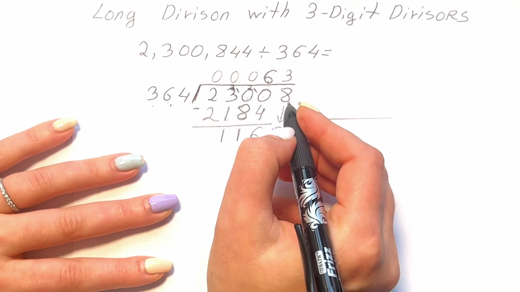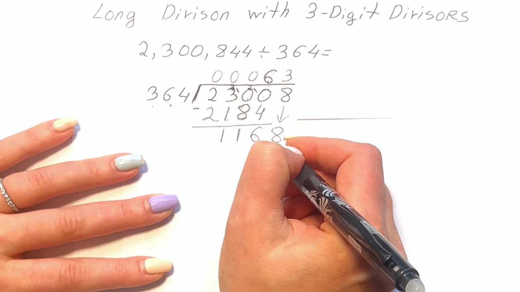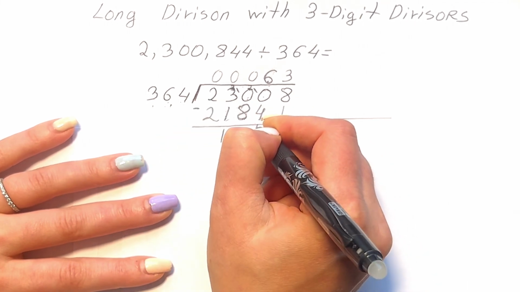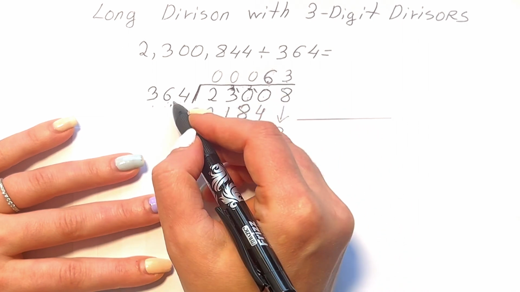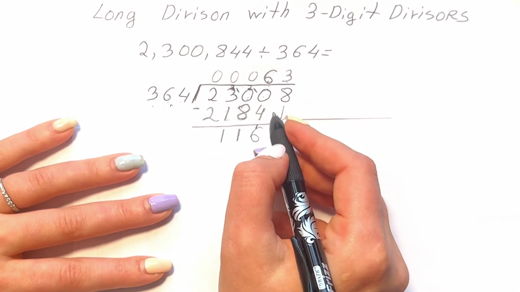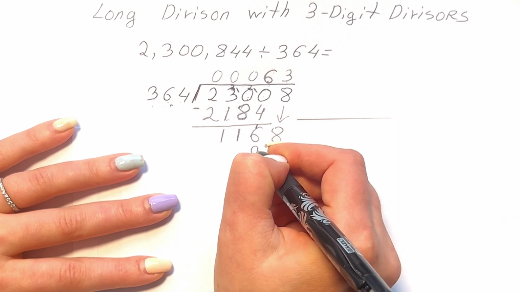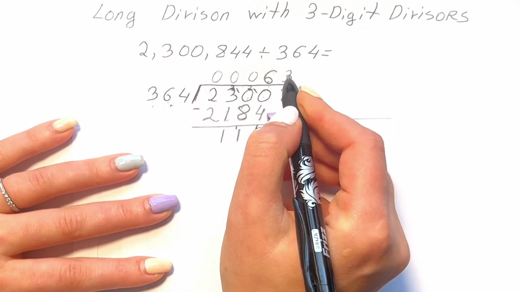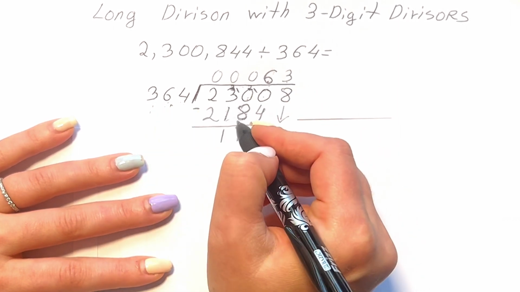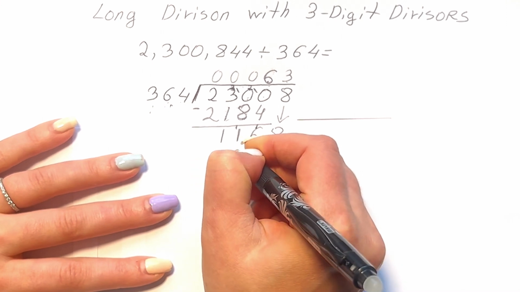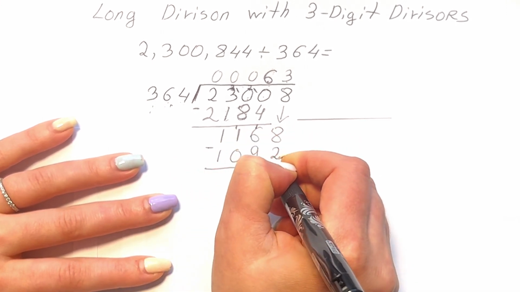3 times 4 is 12. I'm gonna put the 2 and carry 1. 3 times 6 is 18. 1 more will be 19. 3 times 3 is 9. 1 more will be 10. Let's subtract and get the remainder.